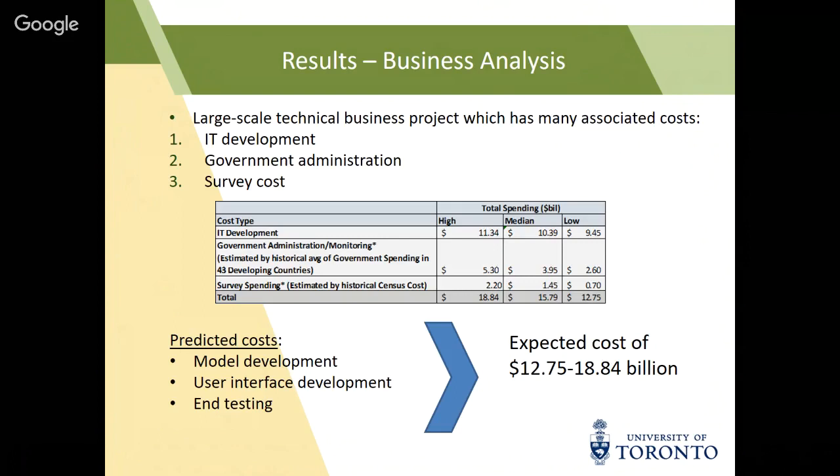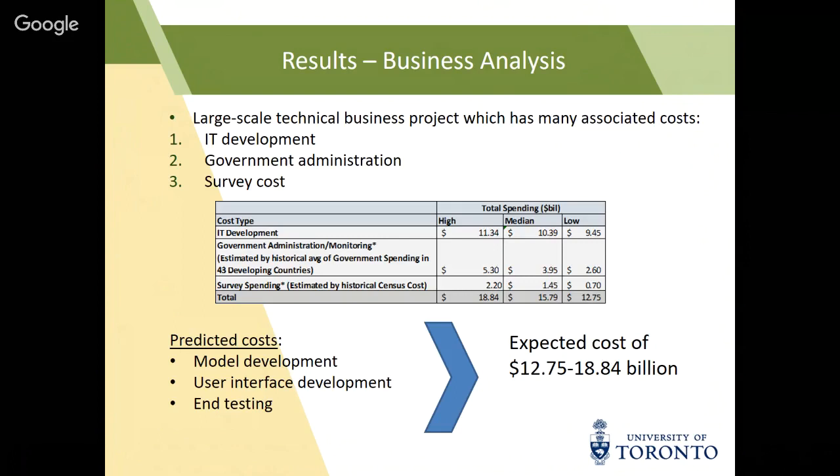In comparison to similar projects, a project of this scale would take 15,000 to 18,000 hours per region. This data has been used to estimate our pricing. The actual pricing is shown in this table. Government administration and continuous monitoring of operations would be required. These costs are estimated based on historical ranges for government spending.